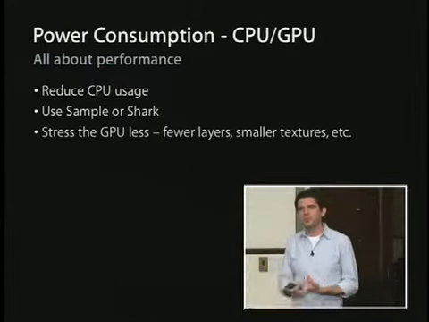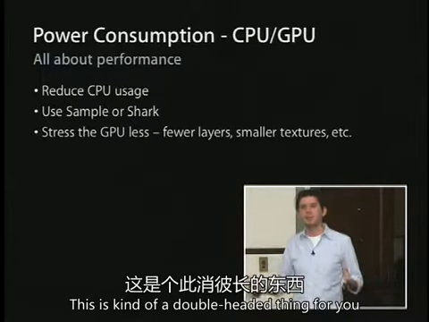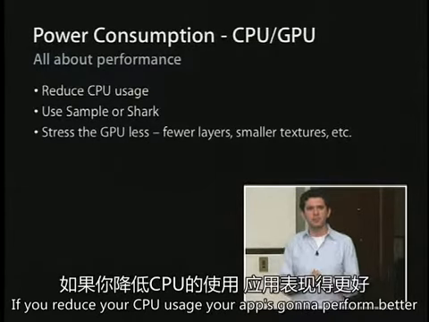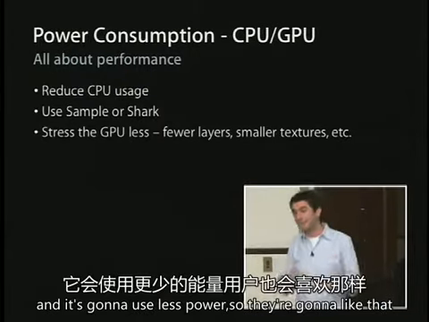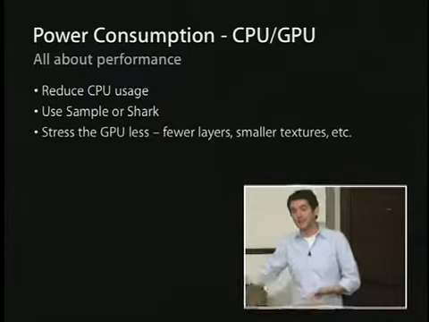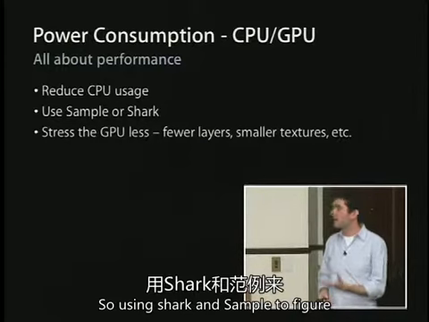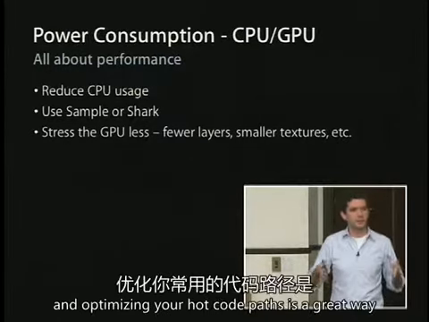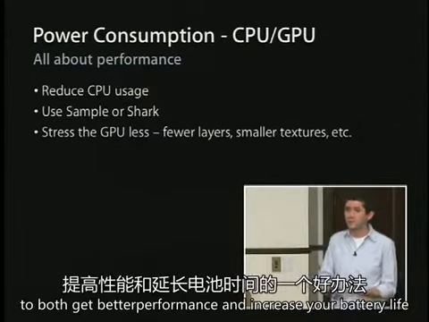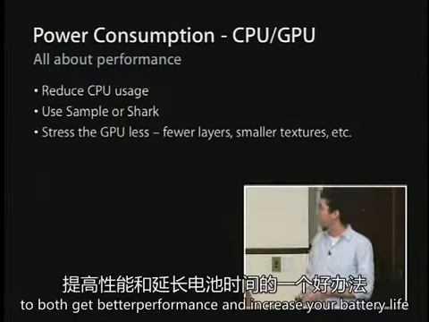Do reduce your CPU usage. This is kind of a double-headed thing for you. If you reduce your CPU usage, your app's going to perform better, so your users are going to like that, and it's going to use less power, so they're going to like that. So using Shark and Sample to figure out where you're spending all your time and optimizing your hot code paths is a great way to both get better performance and increase your battery life.